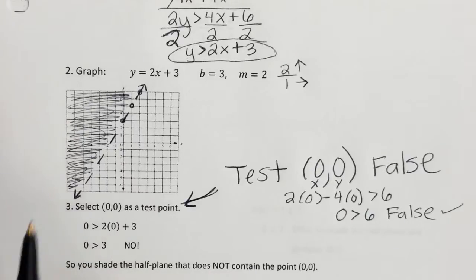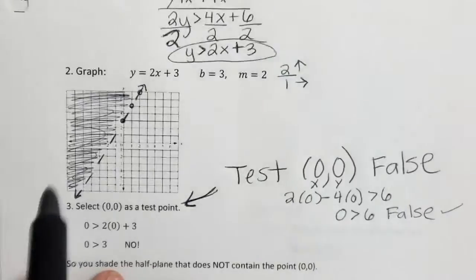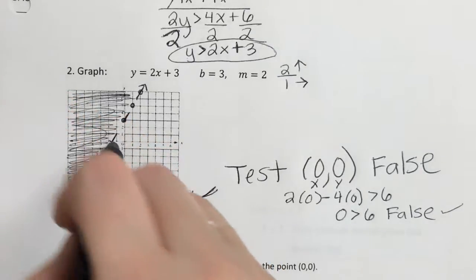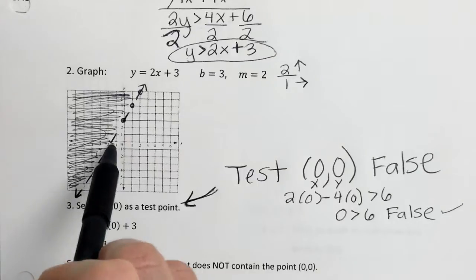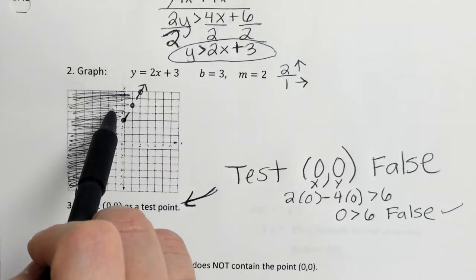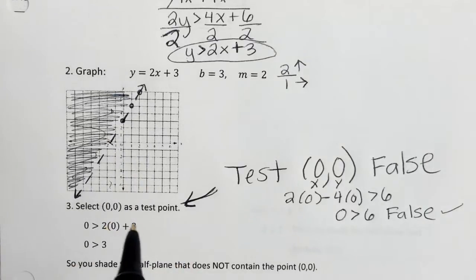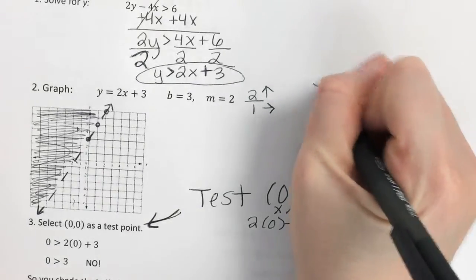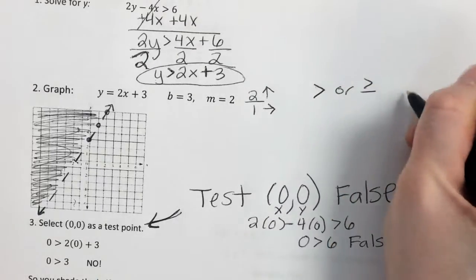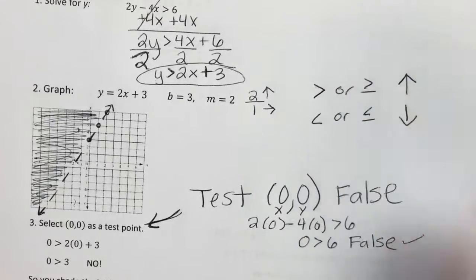You're asking, how do you know which way to shade? Because it's greater than, put your pen at any point on the line. It's greater than, so I go up, and this area should be shaded. If it's less than, I'm going to go down, and this area should be shaded. So if you want to write it right here, greater than or equal to, we go up. Less than or less than or equal to, we go down.